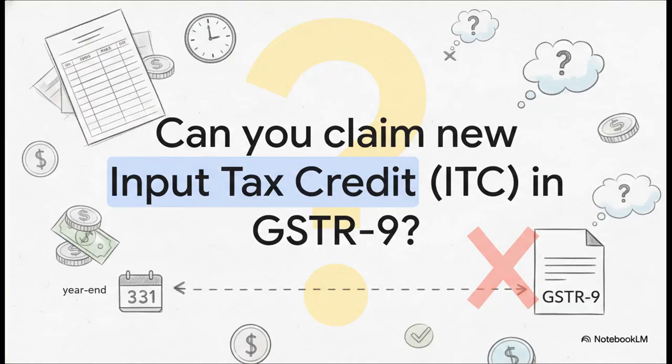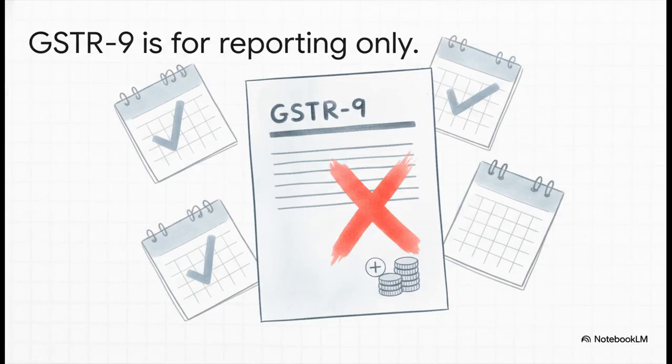So here's a question we get all the time. Can you use GSTR-9 to claim any input tax credit, or ITC, that you might have missed out on during the year? People hope it's a second chance. And the answer to that is a big, clear no. You can't. GSTR-9 is purely for reporting and reconciling what has already happened. It's not a magic door for claiming new ITC. That ship has sailed with your monthly returns.